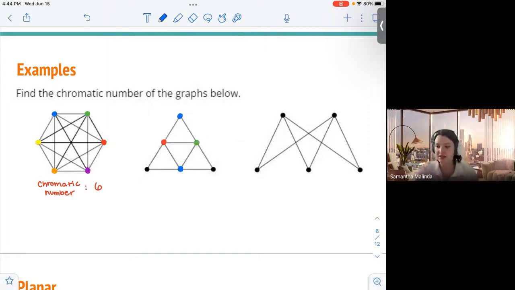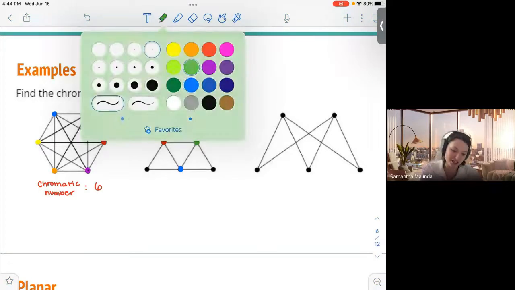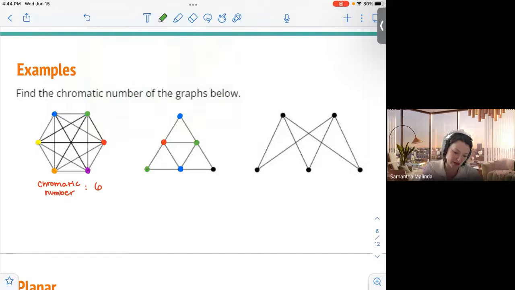So let's look at the vertex to our left. It's connected to the red and the blue, but not connected to the green. So I can duplicate the green. And the last vertex is connected to the green and the blue, but not to the red. So we're going to duplicate the red. And this represents a chromatic number of 3 because there's 3 different colors. All right, so let's do the last one.